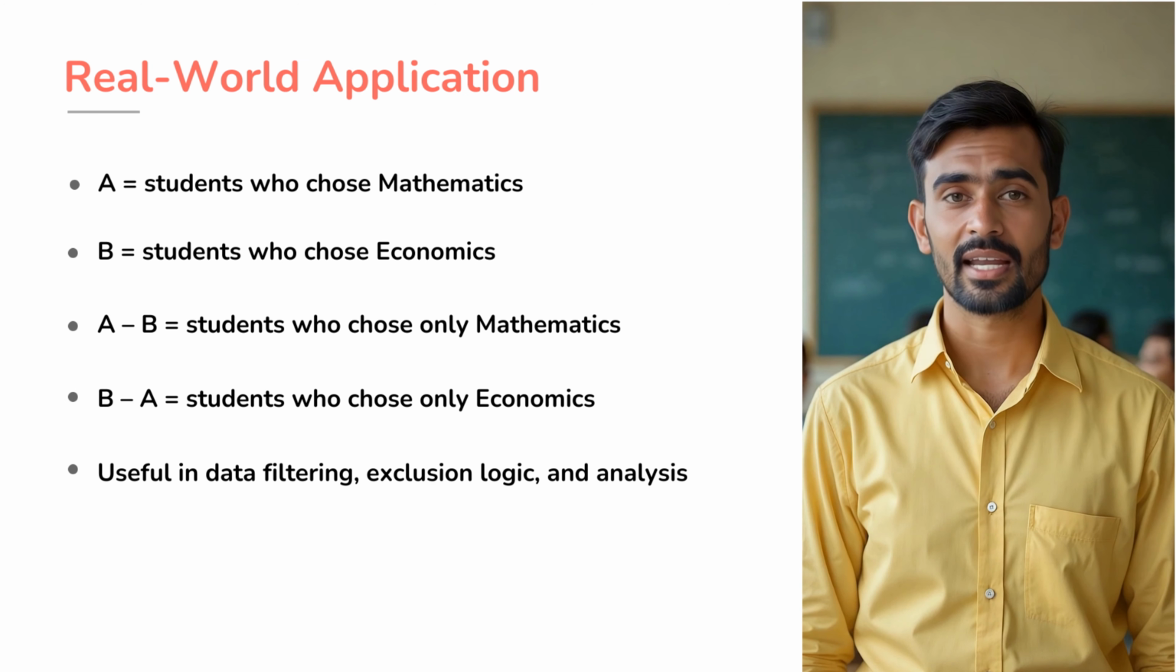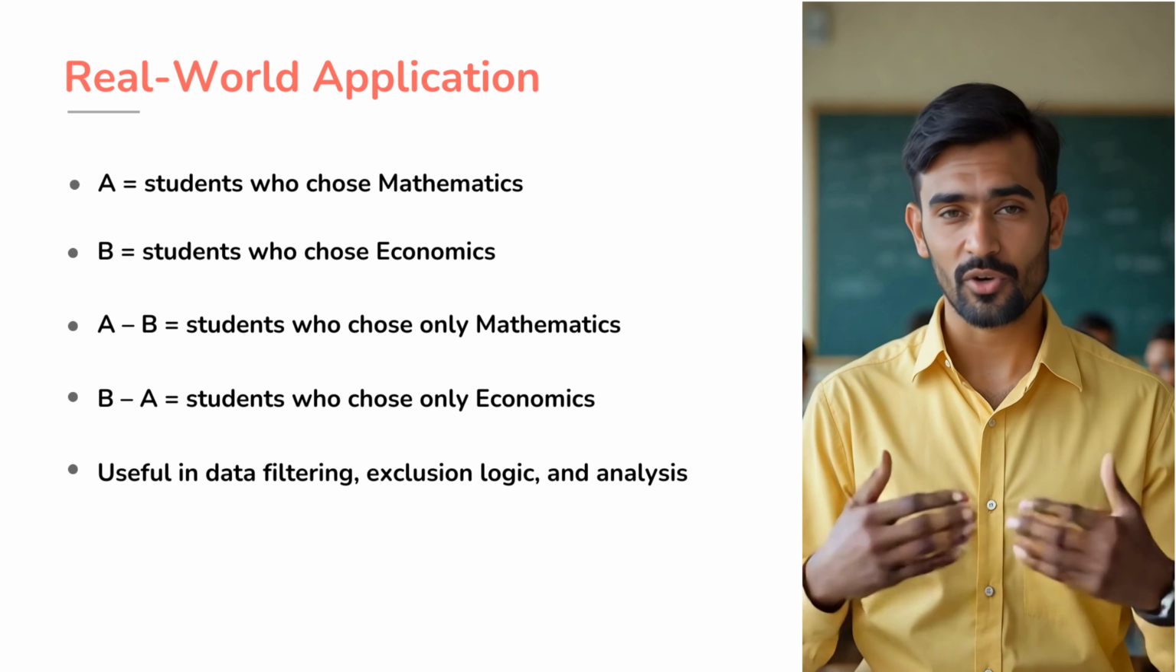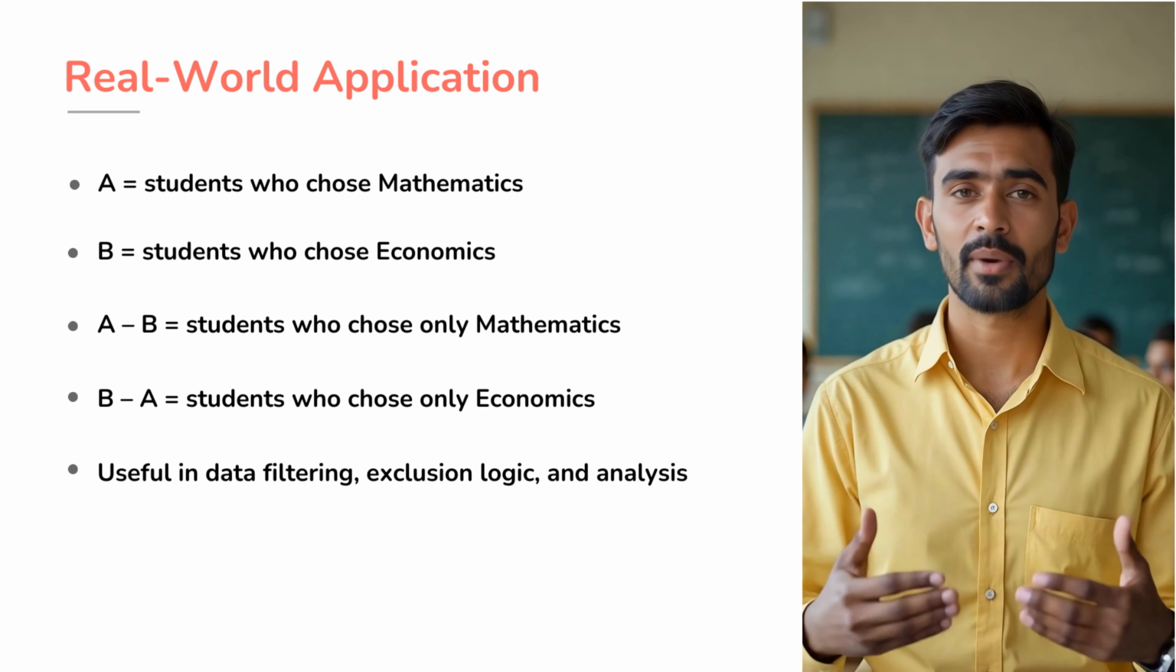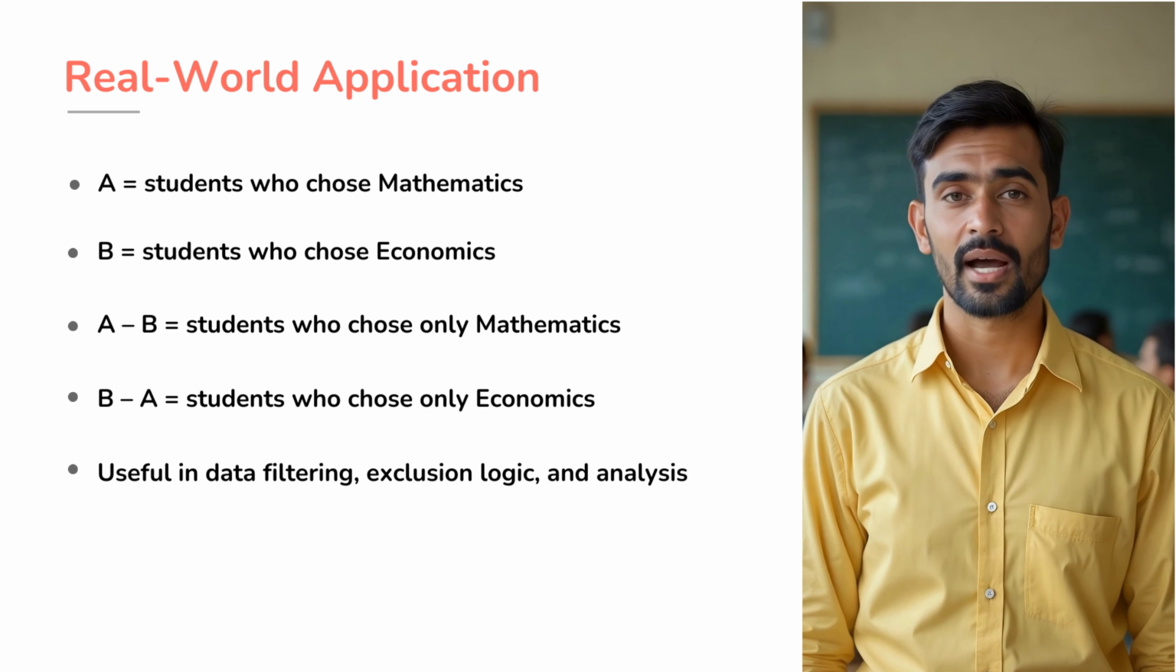Let's say set A represents students who opted for mathematics, and set B represents students who opted for economics. A minus B gives you all students who chose only mathematics, not economics. B minus A gives you those who chose only economics, not mathematics. This operation is extremely useful in data segregation, exclusion filtering, and decision making.